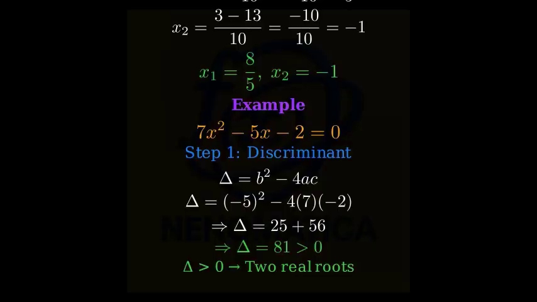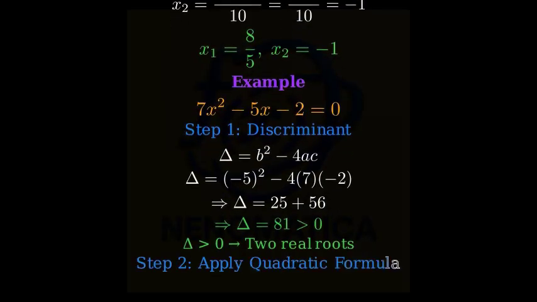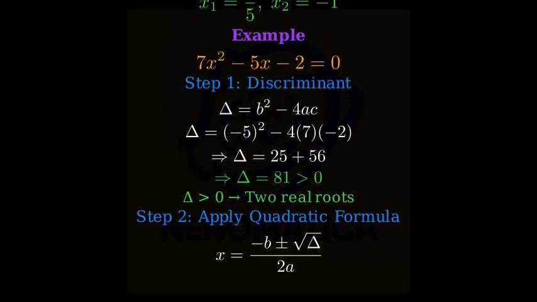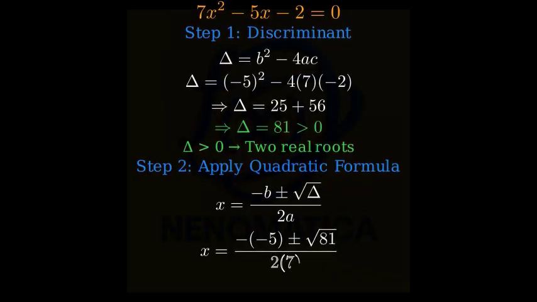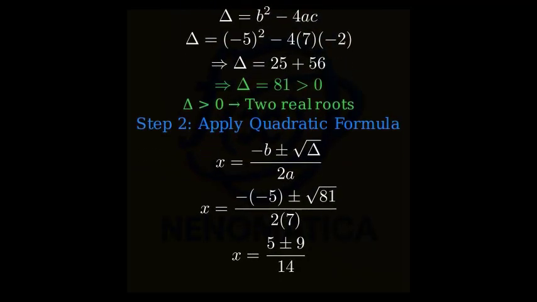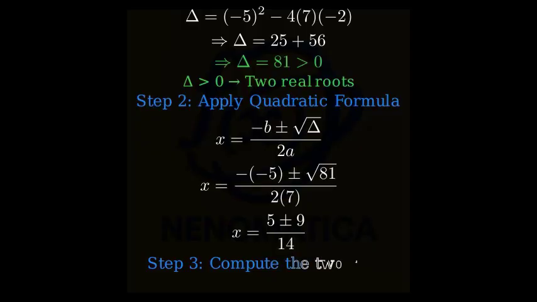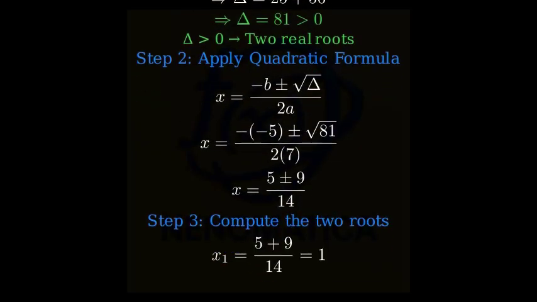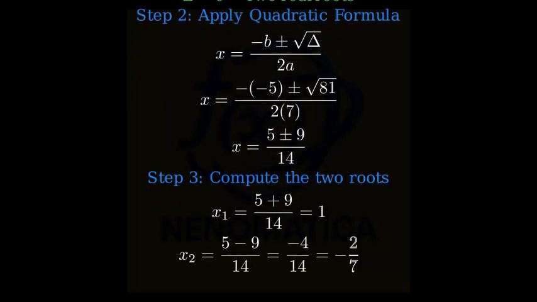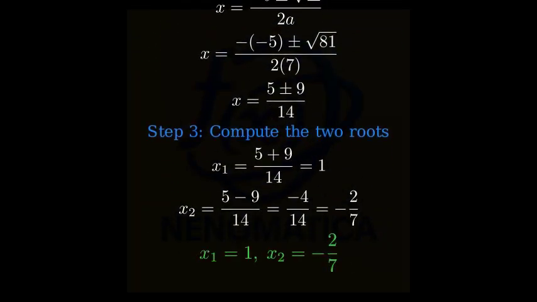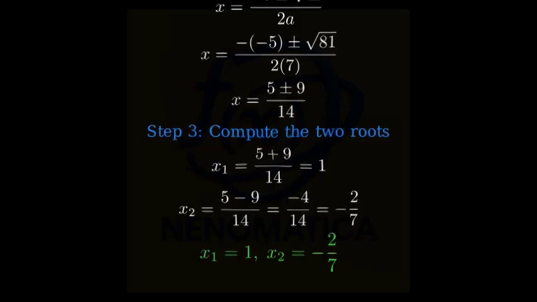Two real roots again. Apply the quadratic formula. x equals -b plus or minus square root of delta over 2a. That gives x equals 5 plus or minus 9 over 14. Now find each root. x sub 1 equals 5 plus 9 over 14 equals 1. x sub 2 equals 5 minus 9 over 14 equals -4 over 14 equals -2 over 7.